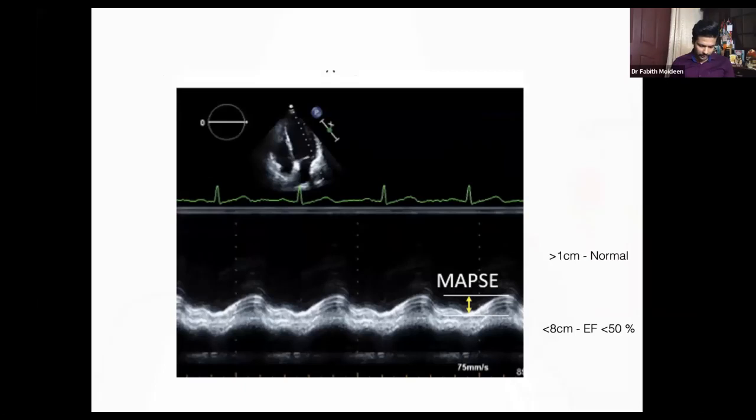If you measure this distance, normal is more than 1 centimeter. You should see the annulus moving nicely up and down when the heart beats. If it is more than 1 centimeter, it's normal, and if it is less than 8 mm, I'm sorry, the EF is going to be less than 50%. That's MAPSE.